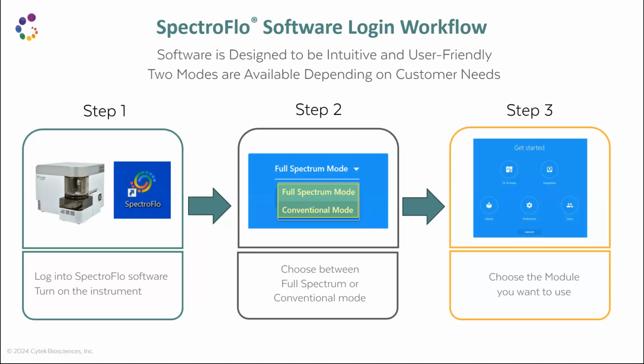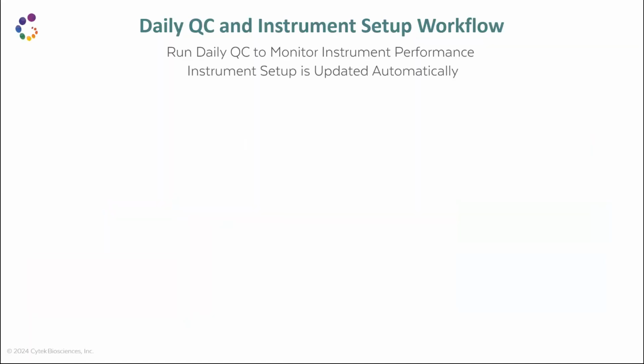SpectroFlow is organized in modules. Modules that, if you click on them, will allow you to proceed with certain features and protocols. For example, if you want to run QC, you click on the QC and setup module. If you want to start acquiring your samples, you click on the acquisition module. So let's start with the process you would go through if you are in front of the instrument.